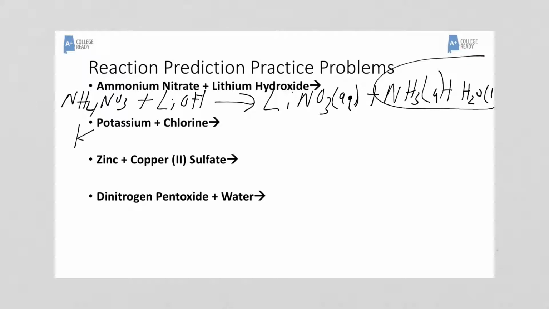Next we have potassium plus chlorine. Don't forget that chlorine is diatomic in its pure state. This has to be a synthesis reaction. Potassium's a 1+ ion, chloride's a 1- ion, so we get KCl. We're going to balance with a 2 and a 2. And again, that's a synthesis reaction.